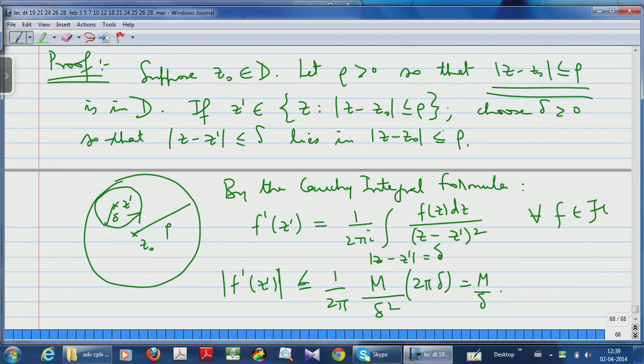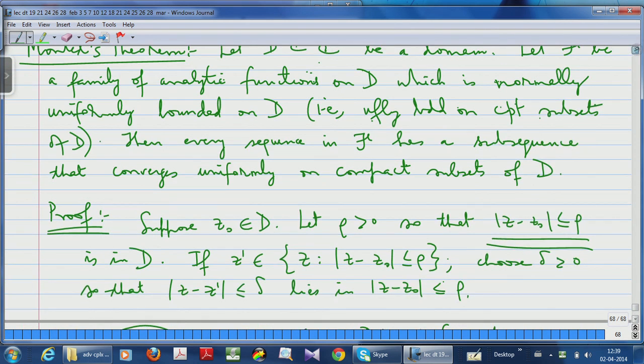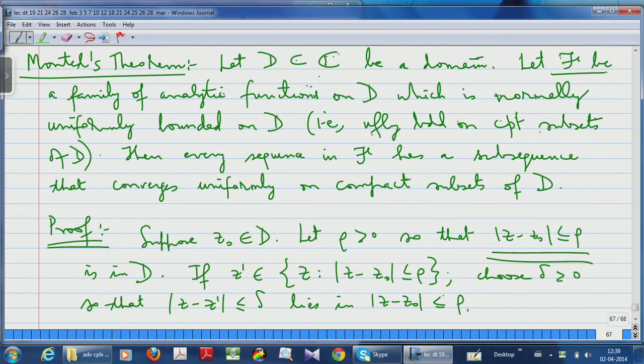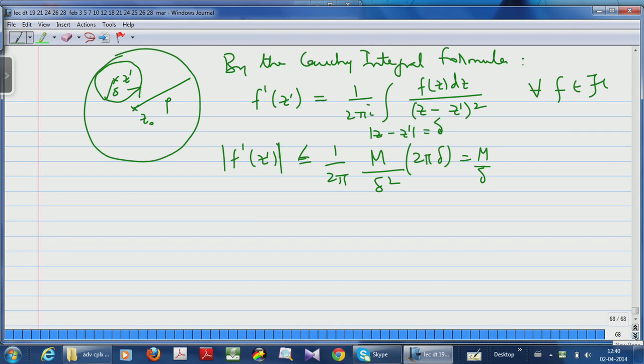And what is this m? This m is the common bound for all the functions in your family on this big closed disk. That's because it is given that this family F is a family of analytic functions, normally uniformly bounded on D. So it is uniformly bounded on every compact subset of D. On this closed disk centered at z naught and radius rho, which is of course a compact subset of D, all the functions are bounded. I am taking that bound to be M.